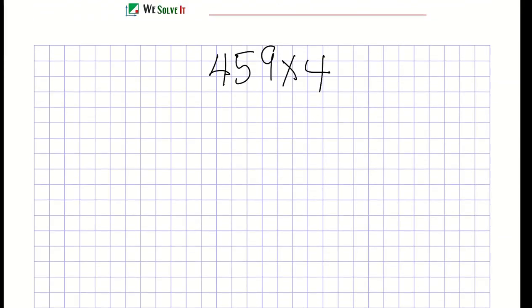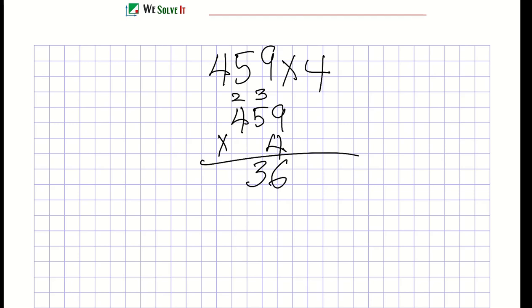The next problem is we're still doing 3 digits multiplied by 1 digit. Okay? So you line it up. 459 times 4. Alright? So 4 times 9 is 36. You write 6 down and you carry 3. Put the 3 up there. 4 times 5 is 20. 20 plus 3 is 23. You write 3 down. Right? And you carry 2. 4 times 4 is 16. 16 plus 2 is 18. You're done. Write the 18 down. And then you're done. 1,836 is your answer. We'll move on to the next problem.